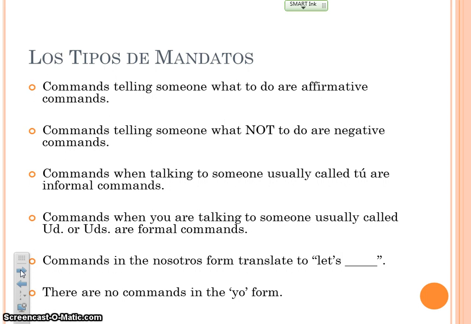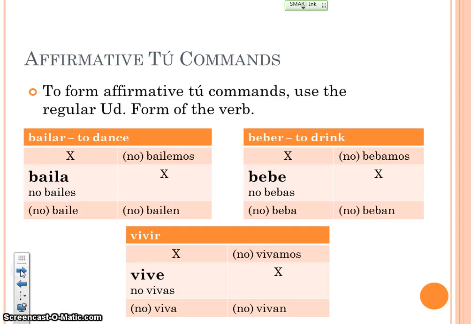Commands that are conjugated in the nosotros form translate to mean let's, and there are no commands in the yo form. Last time I showed you these same charts. We learned that we put the verb in the yo form, drop the o, and add the opposite ending. And that's the rule that we're going to use for every single form except for affirmative tú commands.